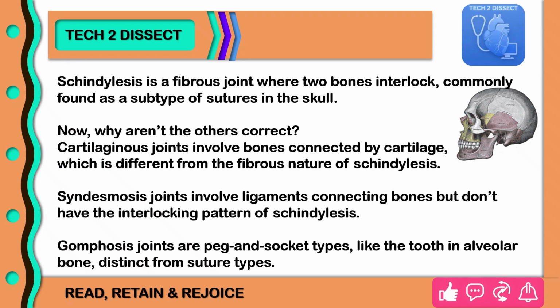Now, why aren't the others correct? Cartilaginous joints involve bones connected by cartilage, which is different from the fibrous nature of this joint. Syndesmosis joints involve ligaments connecting bones but don't have the interlocking pattern. Gomphosis joints are peg and socket types, like the tooth in alveolar bone, distinct from suture types.